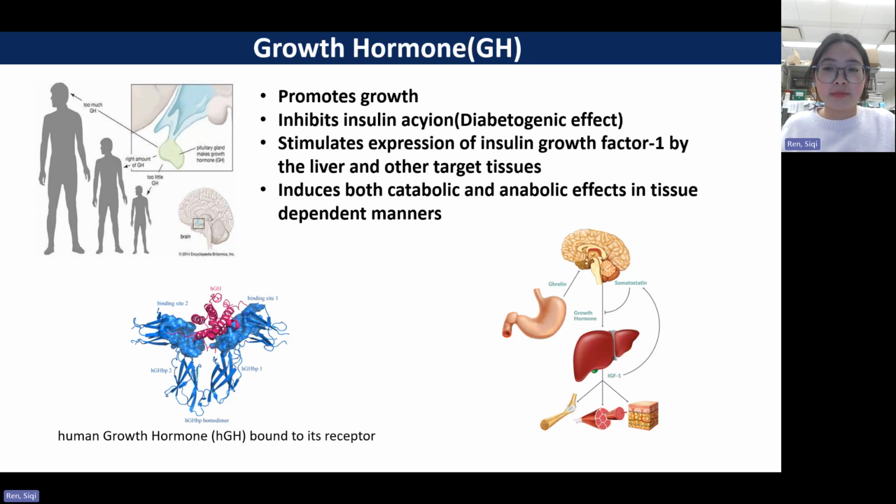It is produced by the pituitary gland and exerts its effect directly or indirectly through insulin-like growth factor 1, which is primarily synthesized in the liver. Besides its skeleton effect, growth hormone also has metabolic functions. It has a well-known diabetogenic effect, meaning it inhibits insulin action.